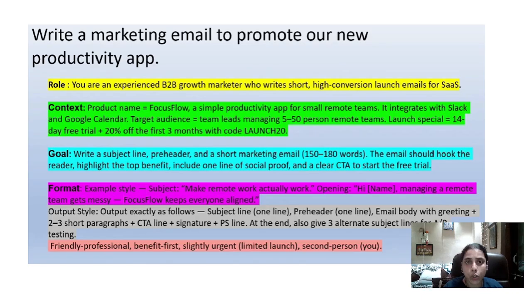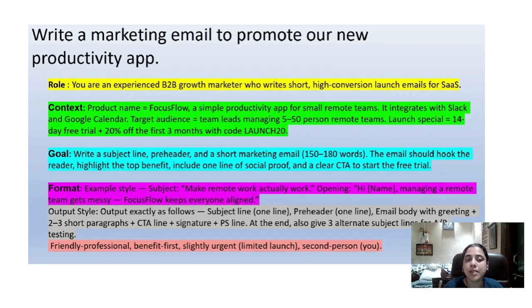Goal is that what should the email have? Otherwise, the AI can pull from everywhere, right? From the internet or from whatever it thinks is right. It can even generate one. So, goal is that you write a subject line, put a pre-header, and a short marketing email, but with a word limit of 150 to 180 words. And the email should hook the reader. That is, don't just blabber on. It should hook the reader, that is, to the point. Highlight the top benefit, include one line of social proof and a clear CTA to start the free trial. So you have told the complete goal and a format style as well.